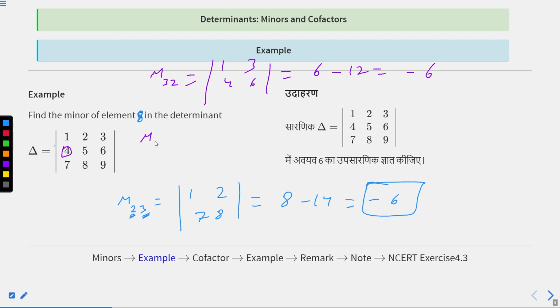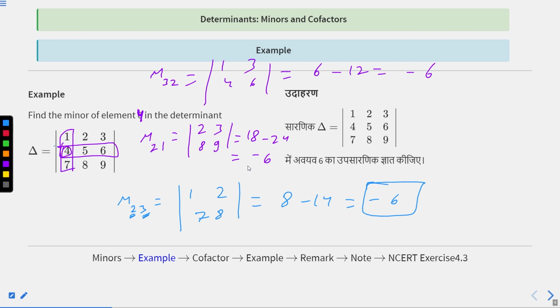So this position is just nothing. For M, second row, first column, this means eliminate first column and second row. You will be left with 2 3 8 9. Now this will be 18 and this will be 24. You will be left with minus 6. As you can see, minus 6.